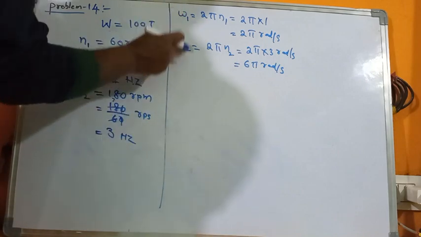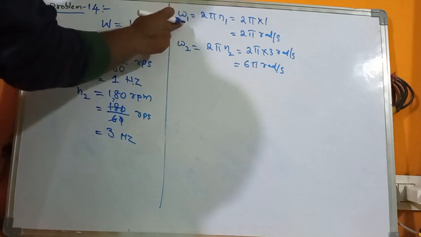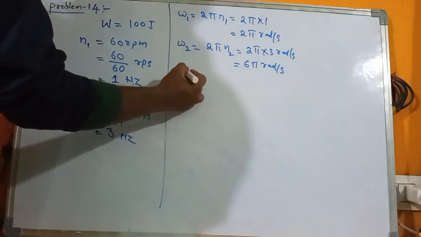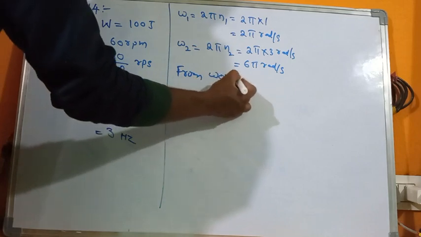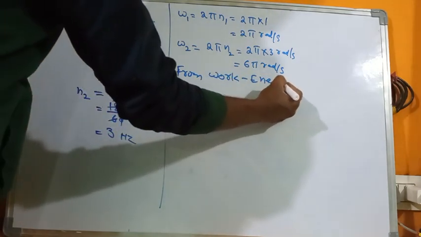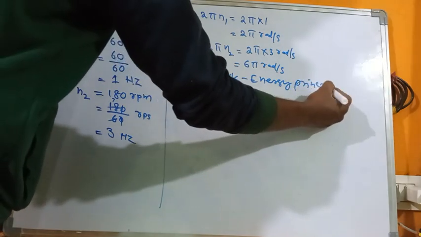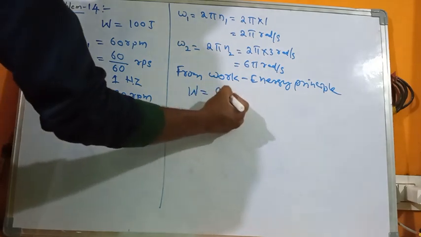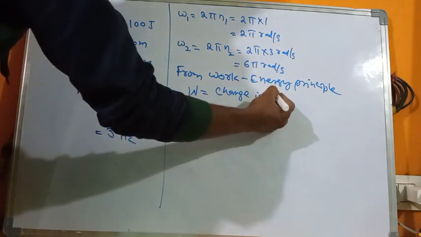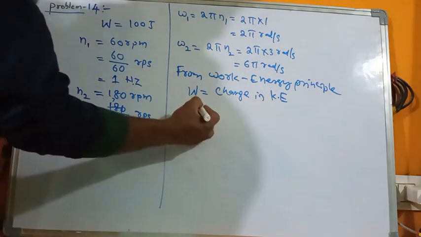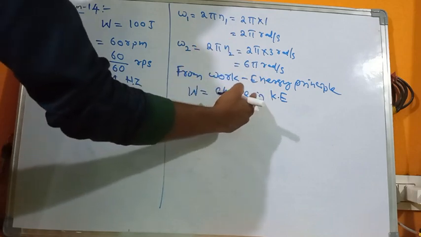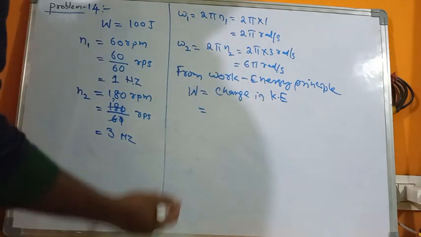So by doing this work, the angular velocity increases. There is a change in angular velocity, and a change in angular velocity means a change in kinetic energy also. When velocity changes, kinetic energy changes. So from the work energy principle or theorem, work done W is equal to the change in kinetic energy, and here it is rotational motion, so the change in kinetic energy in rotational motion.